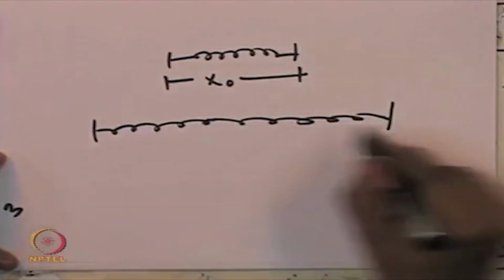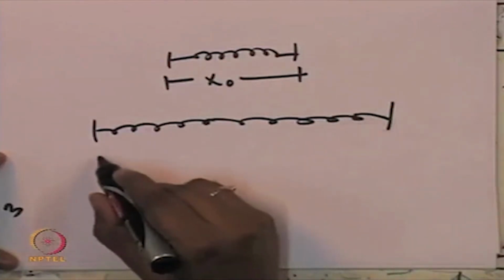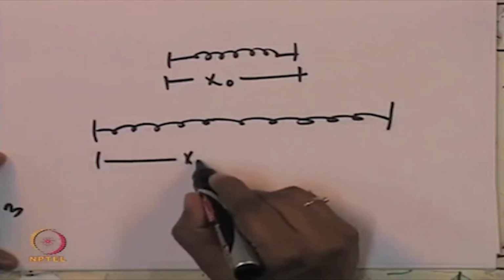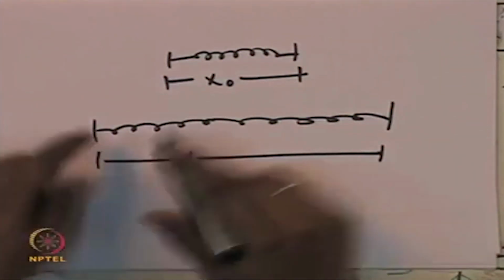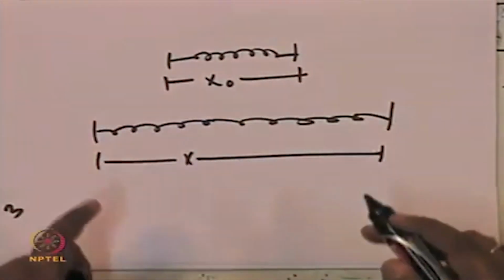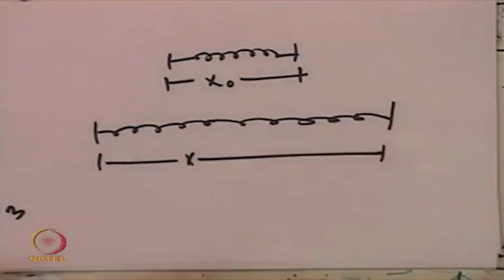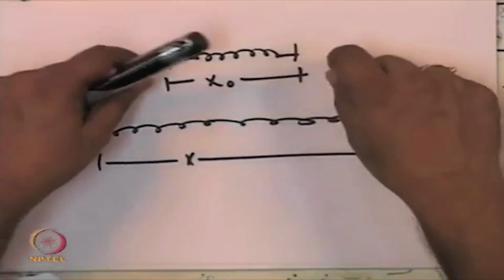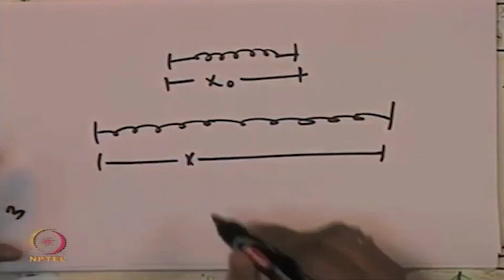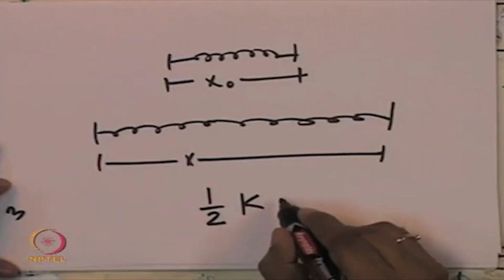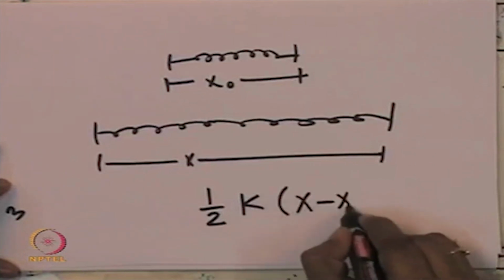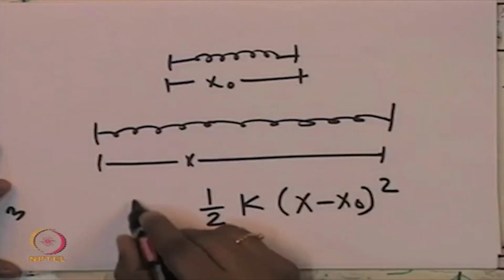Now, the distance is x. So, this distance is x. So, this x is bigger than x 0. So, the energy for stretching this spring this much is half into k, which is some spring constant, times x minus x 0 whole square. This is what it means.